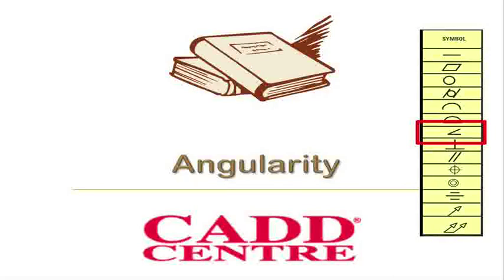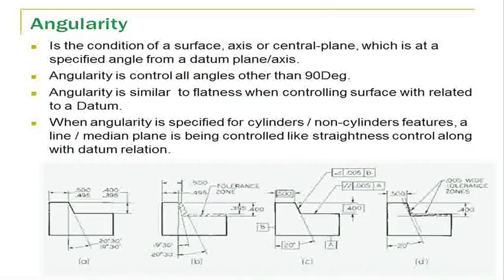The next symbol in the orientation is angularity. It is represented by the symbol as shown in the picture. It is a condition of a surface, axis or central plane which is at a specified angle from a datum plane or axis. Angularity control controls all angles other than 90 degrees. Angularity is similar to flatness when controlling a surface related to a datum.